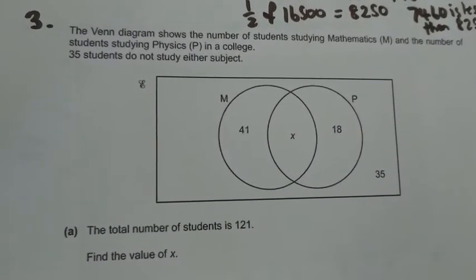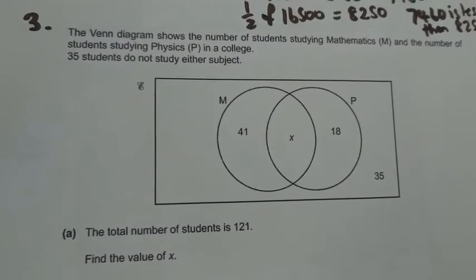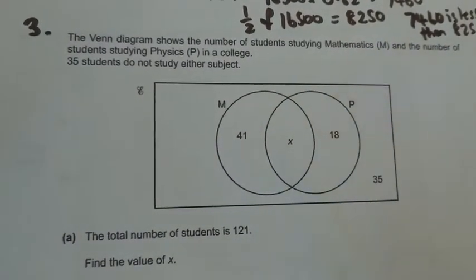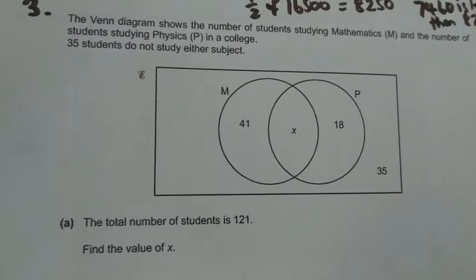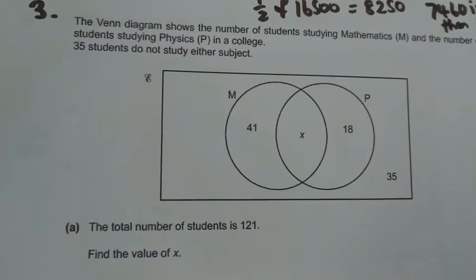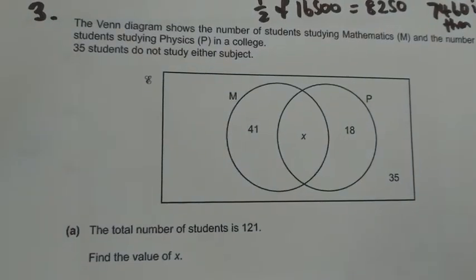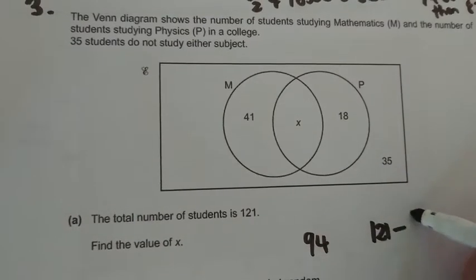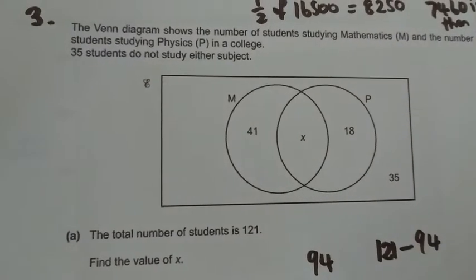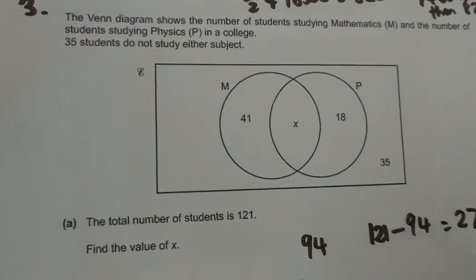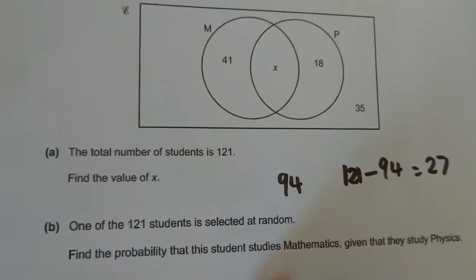Question 3, we know the total number of students is 121. So basically all these numbers, including the x, should be adding up to 121. So if we add up the numbers that we've got, so 41 plus 18 plus 35, that makes 94. So we need to do 121 minus 94, and that should give you an answer of 27. So x would be 27.